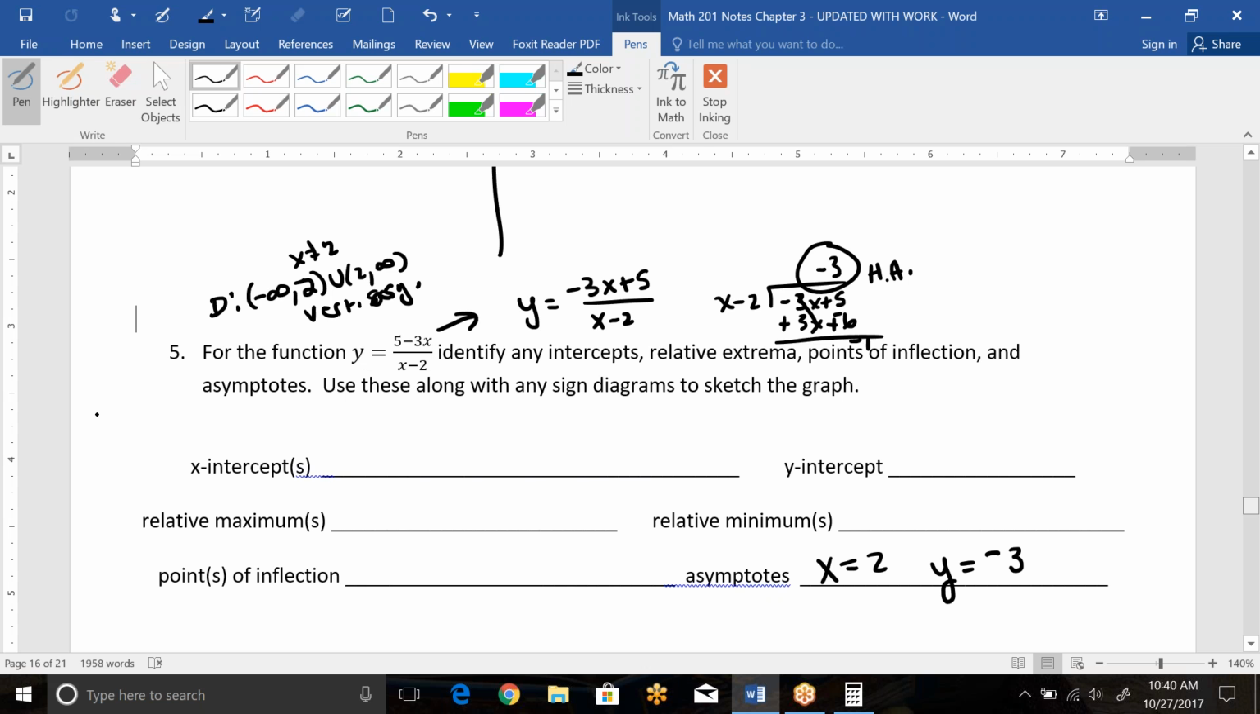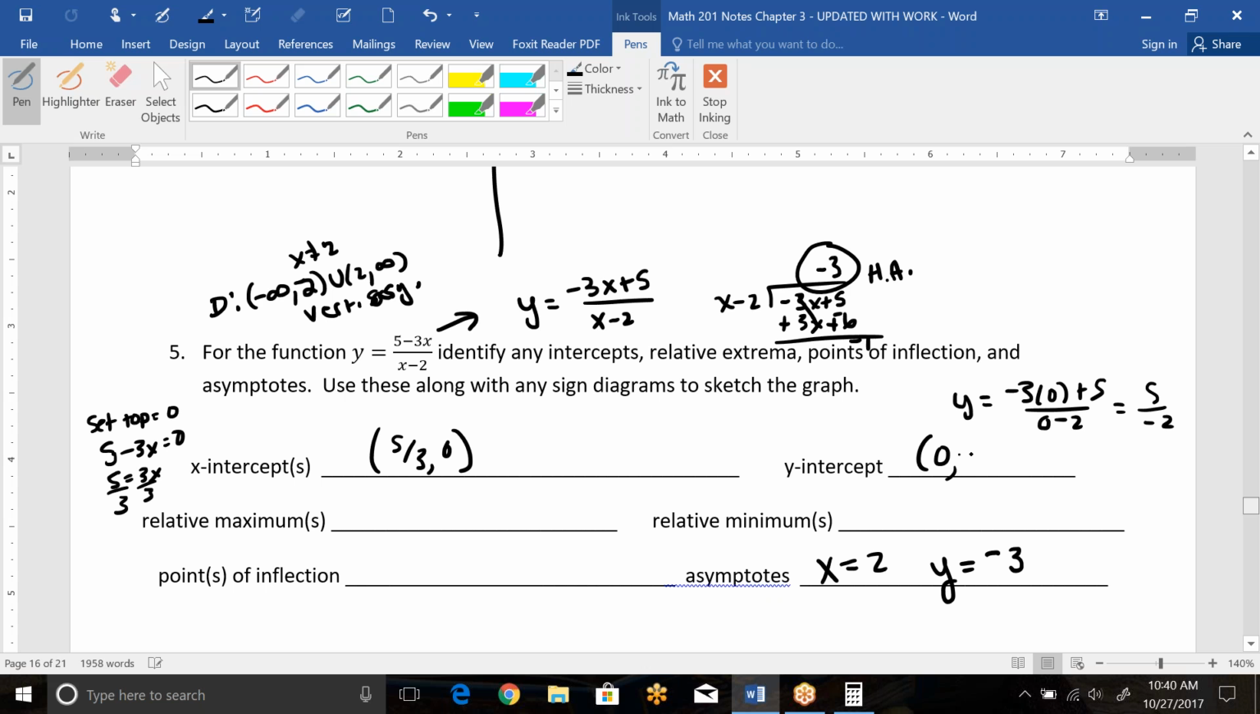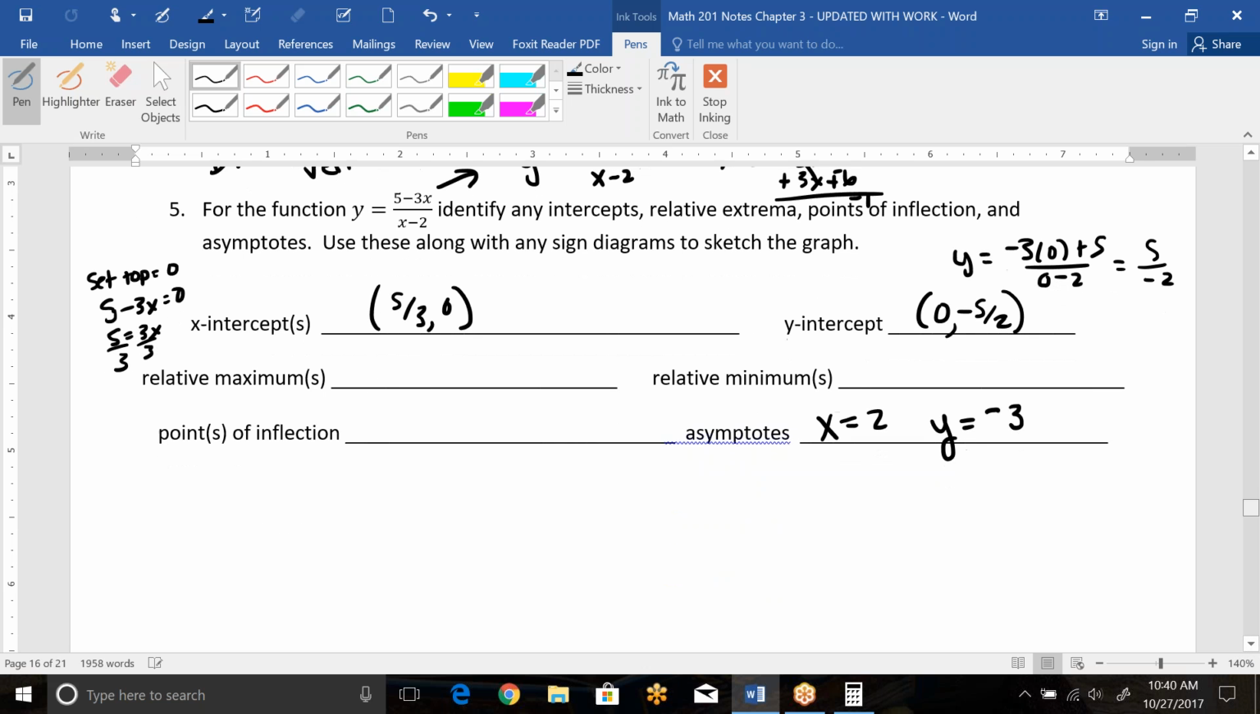To find your x-intercepts, you set the top equal to 0. So negative, or 5 minus 3x, either way you want to write it. I would add over the 3 and then divide by it. So (5/3, 0). If you want your y-intercept, you plug in 0 for all the x's. So that's 5 over -2, or (0, -5/2). Okay, now that we have all of those things, we're ready to talk about what the derivatives tell us, which is our max mins and our points of inflection that are possible. So we have to do the first derivative of this.